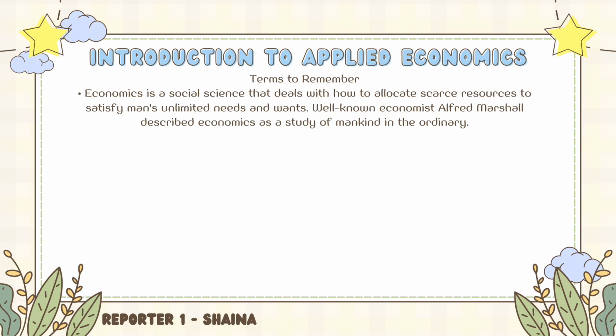So, terms to remember. We need to remember the word economics. Economics is a social science that deals with how to allocate scarce resources to satisfy man's unlimited needs and wants. Well-known economist Alfred Marshall described economics as a study of mankind in the ordinary business of life. It examines that part of individual and social action which is most closely connected to the attainment and use of material requisites of well-being. So economics is the study of how people use limited resources to satisfy unlimited needs and wants.